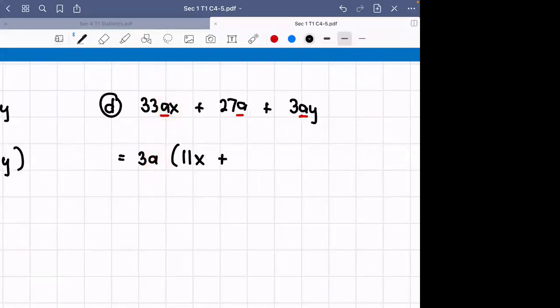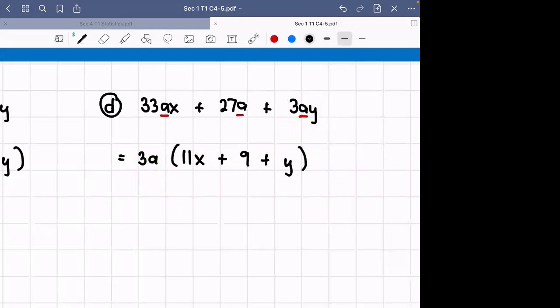And then plus, so 27a divided by 3a. So 27 divided by 3 is 9. And then a divided by a is simply no more. Okay. And then plus, so 3ay divided by 3a. So look, 3a divided by 3a is cancelled. So what's left? Y. So plus y. So that's your answer for letter D.